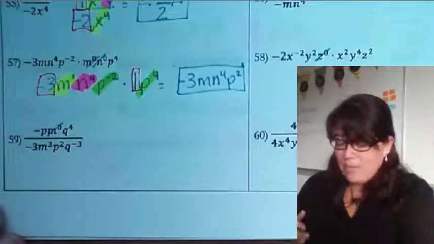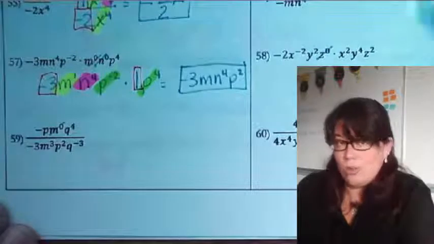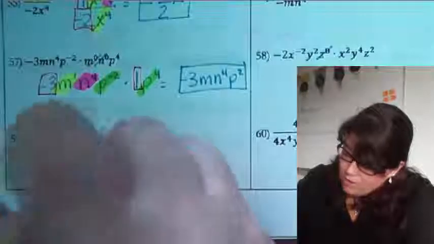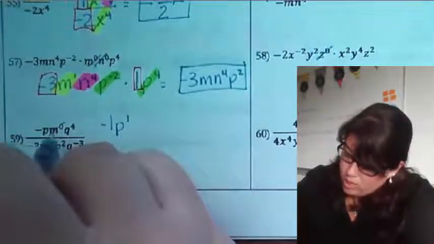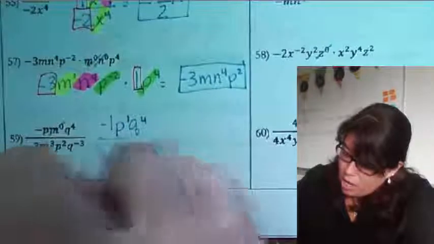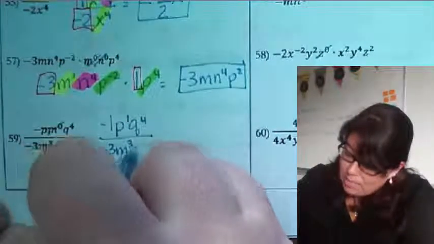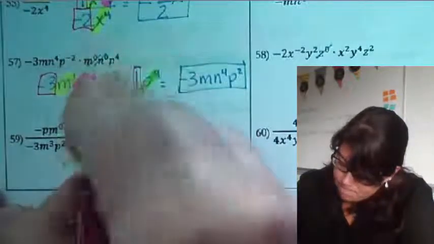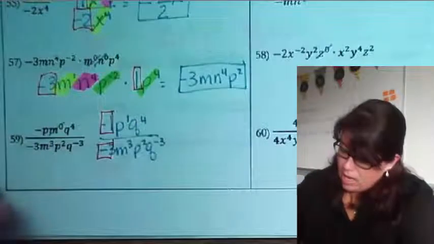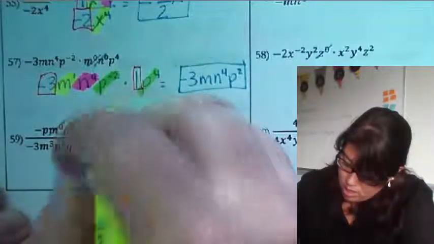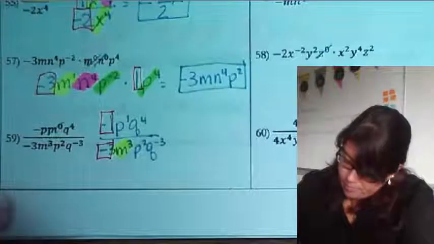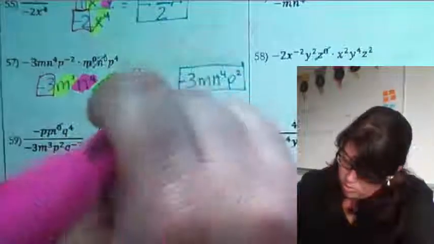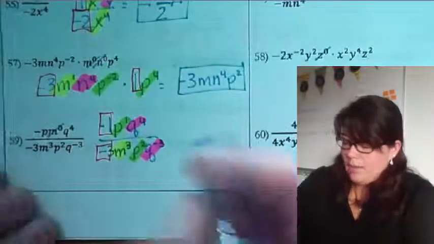All right, so let's take a look at number 59, and then the rest of these you can do on your own. So 59 is the last example, so make sure to pay attention. Here we go. Coefficient, base, exponent, that's a 1, base, exponent. Coefficient, base, exponent, base, exponent, base, exponent, negative. Box my coefficients and highlight. So M, P, and Q. Okay, here we go.